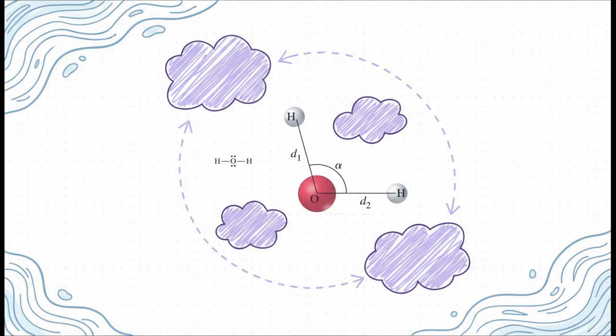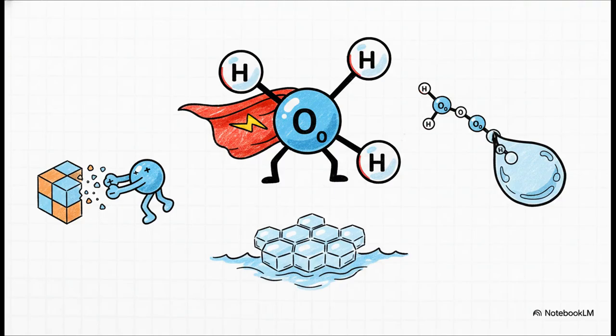See, the oxygen in the middle actually has four groups of electrons pushing each other away. Two are bonded to hydrogens, but two are just lone pairs hanging out. They all push each other apart into that 3D tetrahedral arrangement. But since we only see the atoms, the molecule itself has this characteristic bent shape. And that simple bend, that is water's superpower.